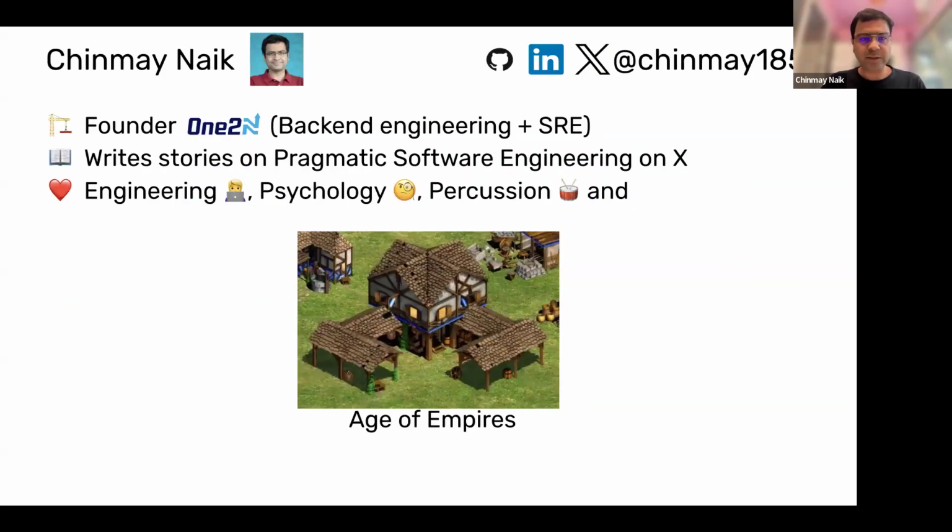I'm interested in psychology, engineering, percussion, and I really like a pretty old game now. It's called Age of Empires. It's been what, 25 years, I think more now, and it's a super interesting strategy game where you have to zoom in, and at the same time you have to play a macro game. It's a good combination of how even life has to be. You have to focus on the details, but at the same time keep an eye out on the larger horizon. So I really like that game.